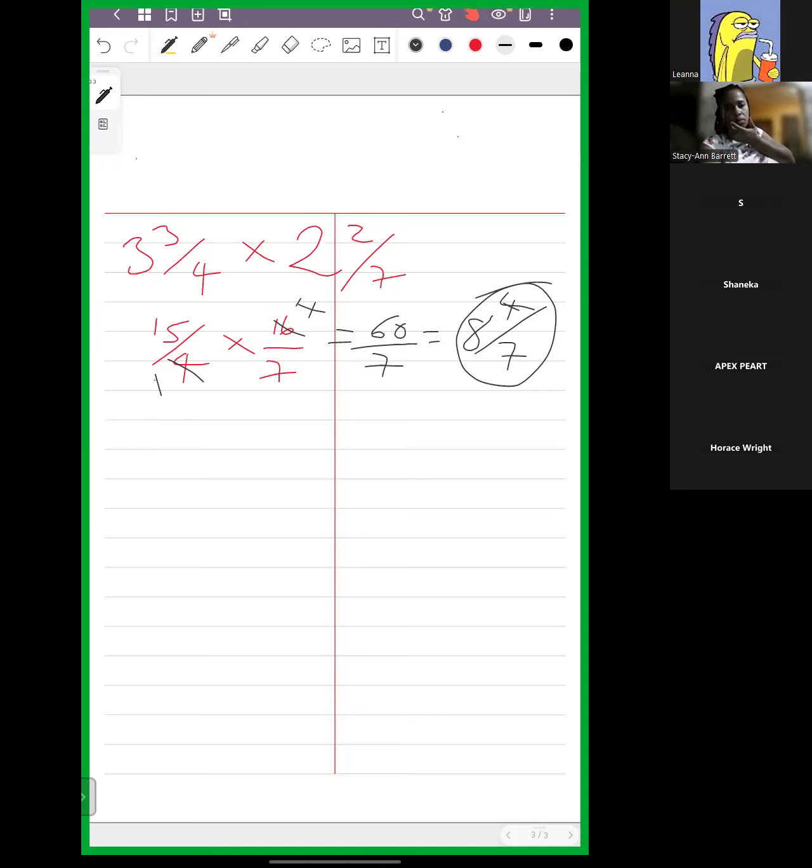Let's do another one. I feel like I made it too easy. Oh, try to make it harder. Let's do 5 3/5 multiplied again by 3 3/4. Why do I keep on using 3 3/4? I feel like I just love that number too much. So times 3 3/8.